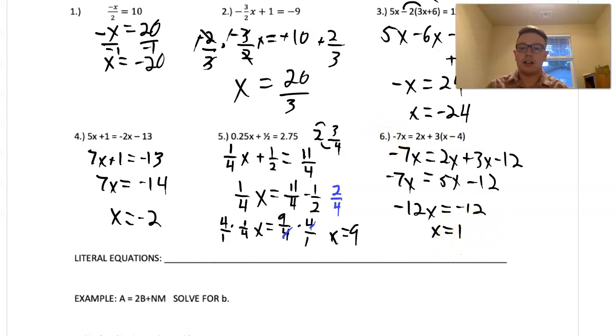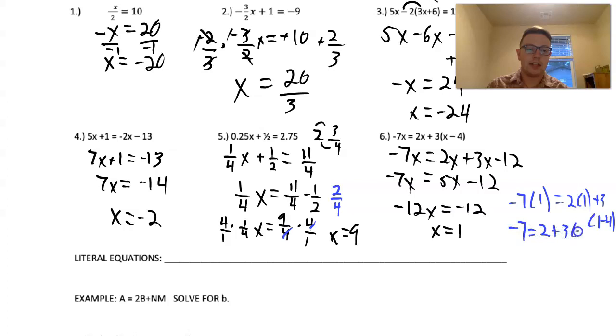Right. Let's try throwing that back in to make sure our answer works. So is negative 7 times 1 equal to 2 times 1 plus 3 times 1 minus 4? Or is negative 7 equal to 2 plus 3 times negative 3? It is. We have 2 minus 9 is equal to negative 7. So that does work out. All right, that's your basic refresher on how to solve equations. Now we're going to move into something else.